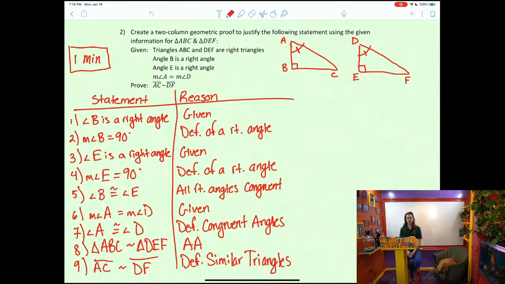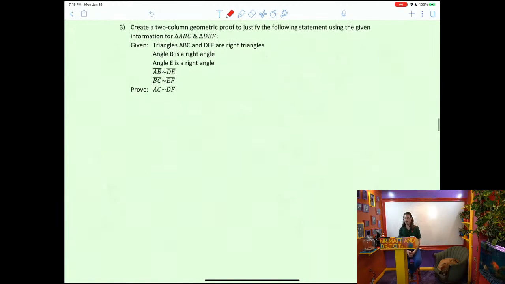If you have any questions, then please let me know. Otherwise, let's look at question number 3.